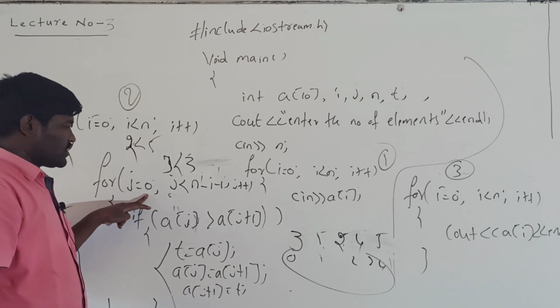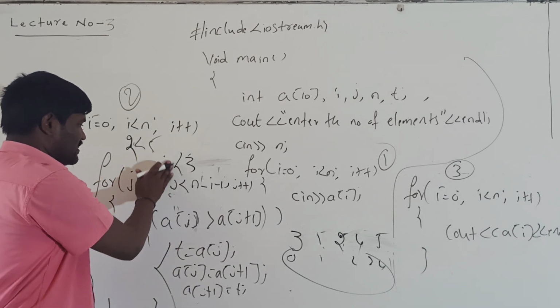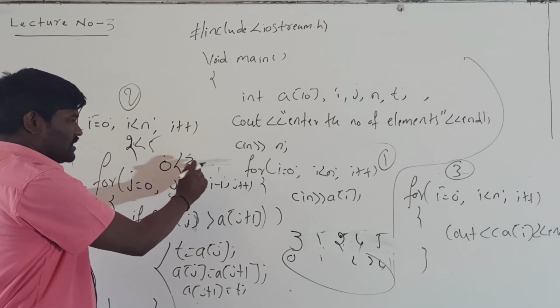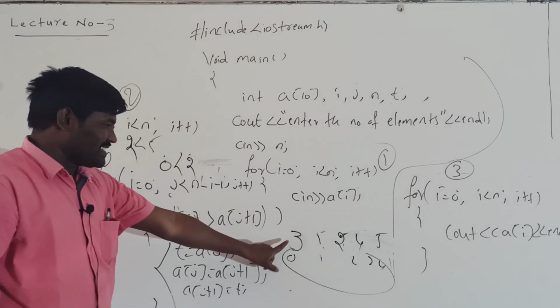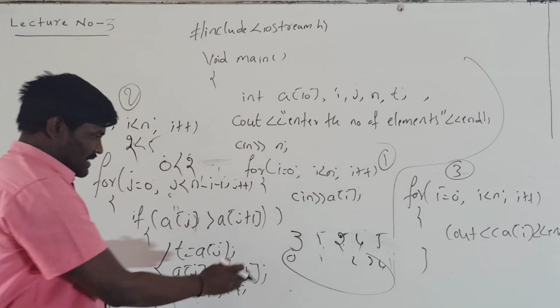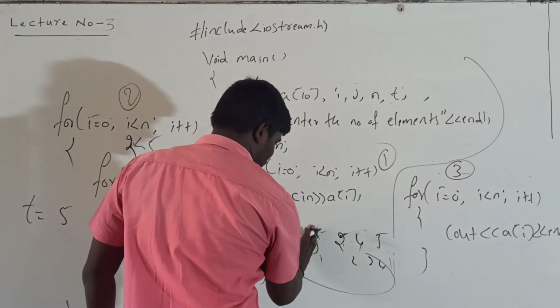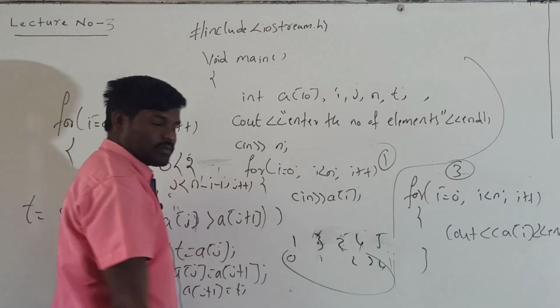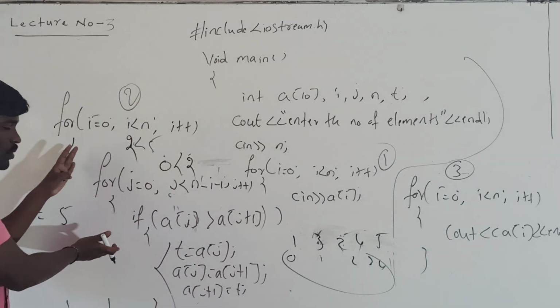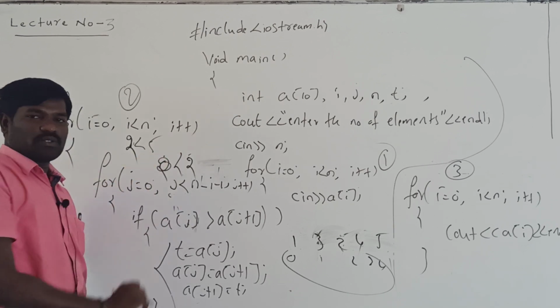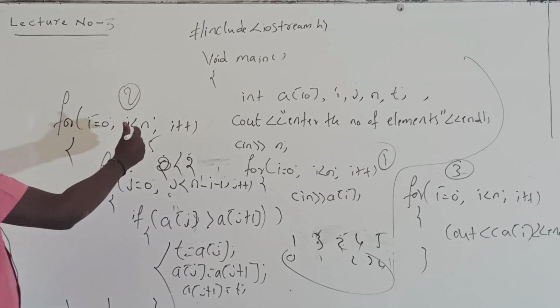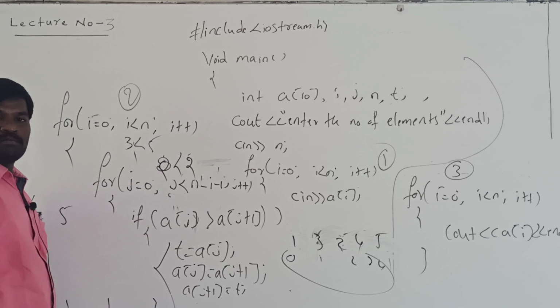Okay, j equal to 0. 0 is less than 5 minus 2 minus 1, which means it is 2. A of 0 is 3. 3 is greater than 1. Again the condition is true. 1 and 3. Finally 3 and 2. But still the loop is not false. The present value of j is 2. 2 is less than 2. The condition becomes false. Next i will be incremented to 3.